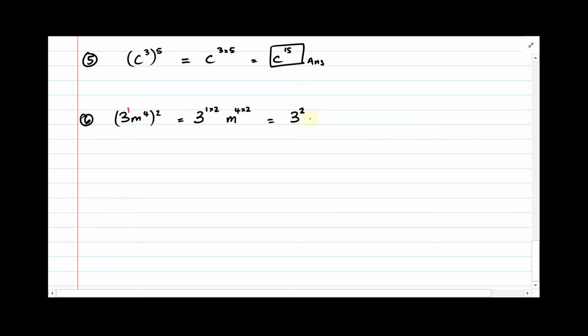All right, so we ended up with 3 squared, m to the 8th. 3 squared is an easy enough number for us to simplify. So 3 squared is 9, 9m to the 8th. We're expecting that you know simple powers. If we're looking at powers of 2, you should know from 0 to 10. And for 3s, you should know from 0 to 5. Okay, 0 to 5.